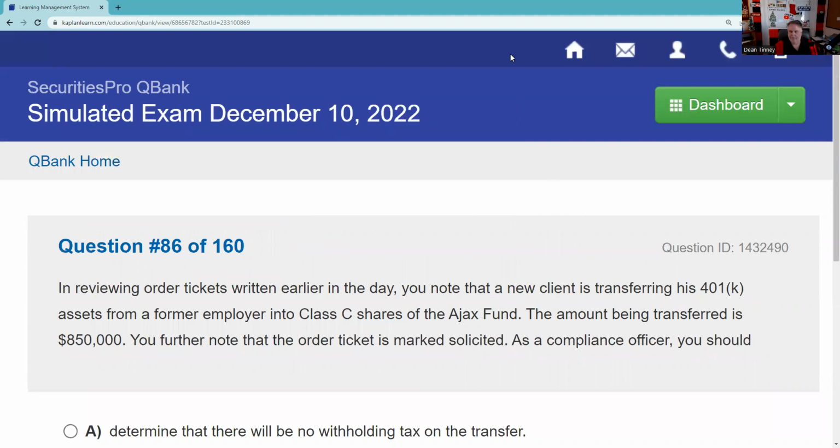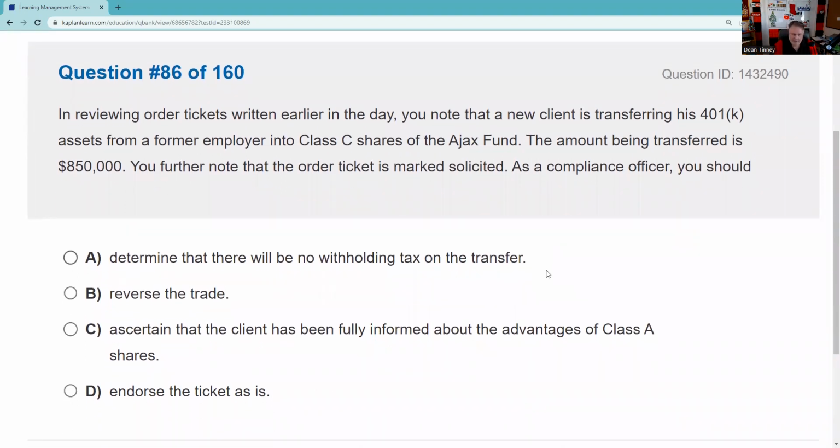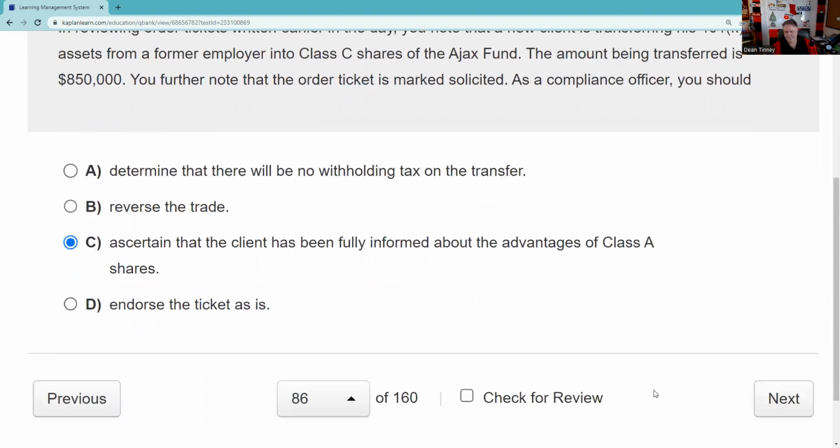Question 86. In reviewing order tickets written earlier in the day, you note that a new client is transferring his 401k assets from a former employer into Class C. Class C has an ongoing promotional expense. The amount being transferred is $850,000. So this is a large investment, and it sounds like it's longer-term oriented. It sounds to me like Class A with a breakpoint might be a better fit. Anyway, you further note the order was marked solicited. As a compliance officer, you should ascertain whether the customer has been told about the Class A shares that have a breakpoint and do not have that forever promotional expense. So I think C is the most reasonable thing to do in this scenario. 87.